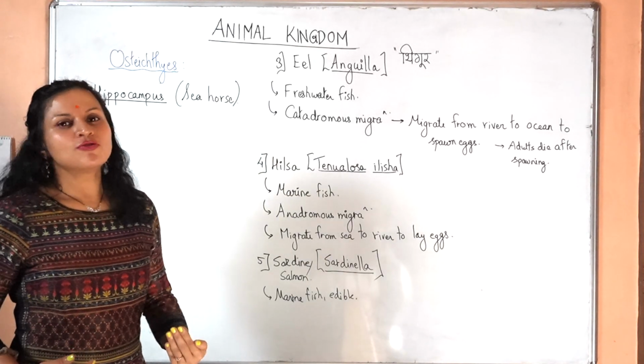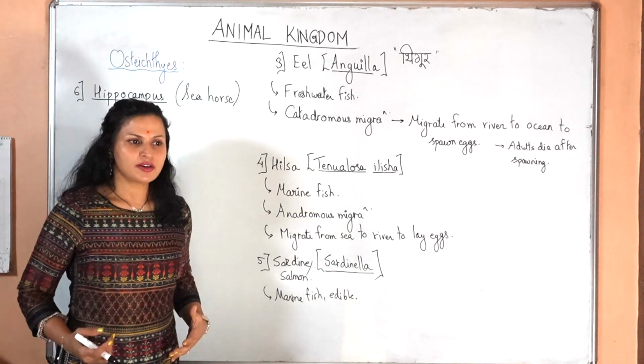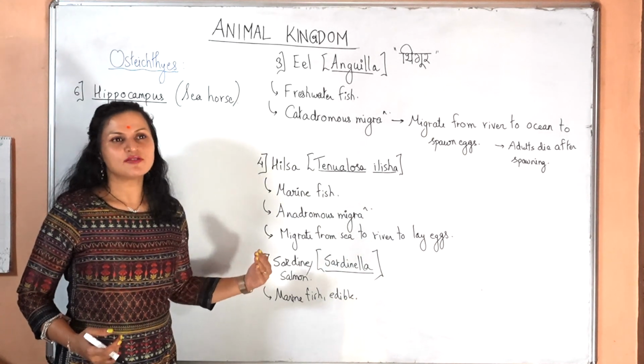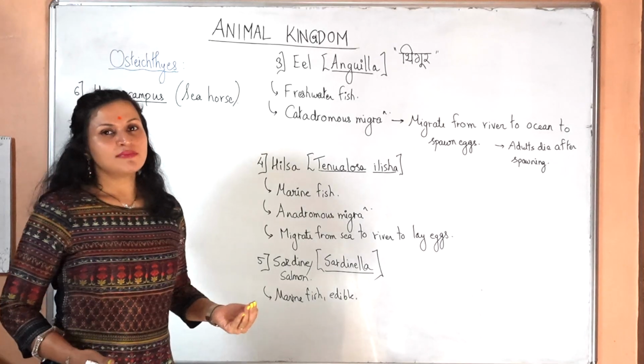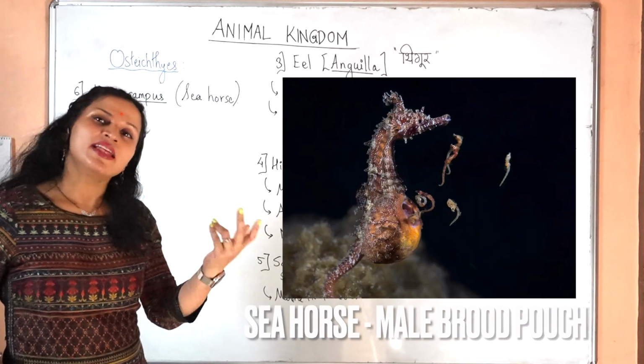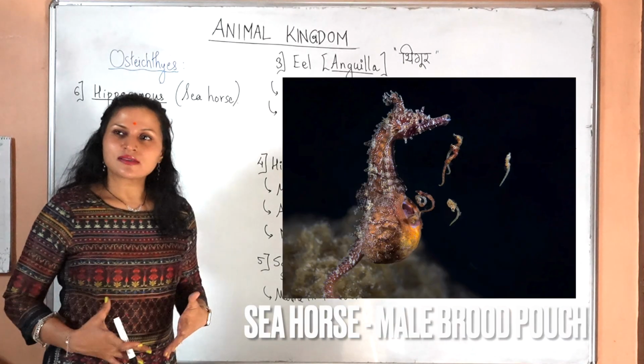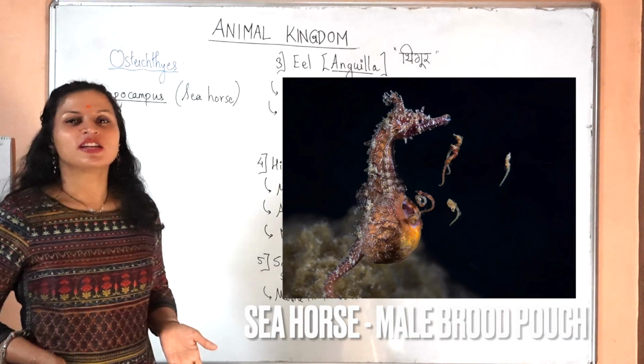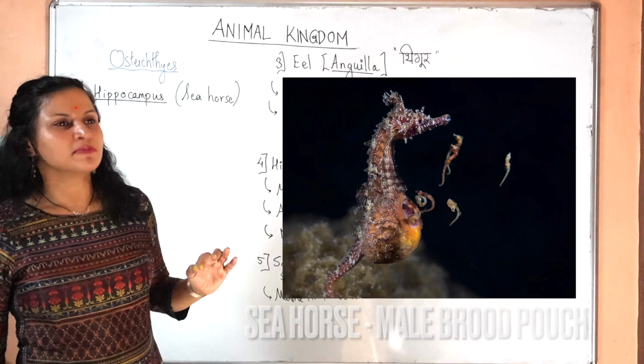The males are known to have a brood pouch, like how the female kangaroo has, in which the baby develops. Just like them, the males in the seahorses have a brood pouch in which the female lays the eggs. The young ones are taken care of by the male only. So parental care is given by the males.